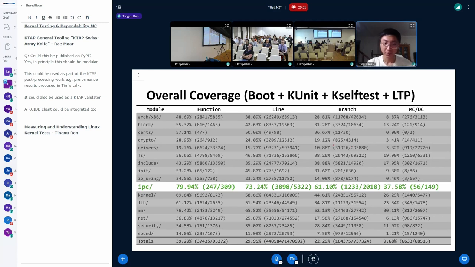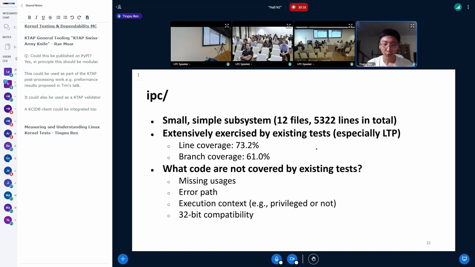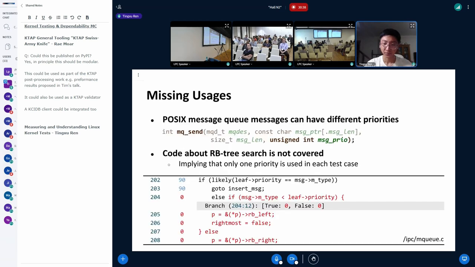So here, let's take a deeper look into some concrete code. I'm firstly taking IPC as an example because it has the highest coverage over all folders. IPC is a very small and simple subsystem with only about 12 files, and it is extensively exercised by existing tests, especially LTP. By looking into the uncovered code there, we mainly classify it into four types: first, missing usages; second, error paths; third, execution context, for example, whether they are running privileged or not; and at last, 32-bit compatibility.